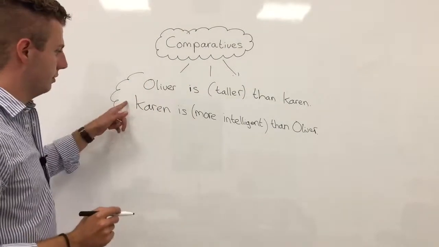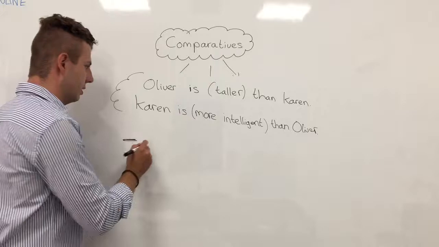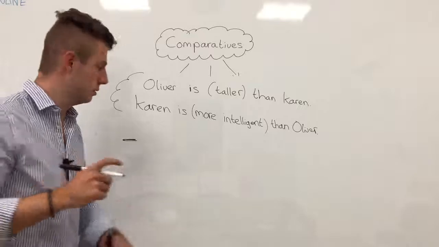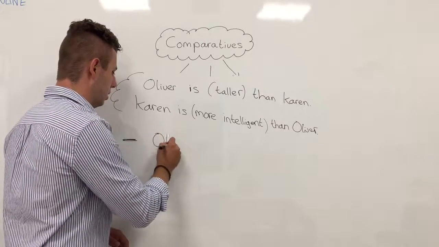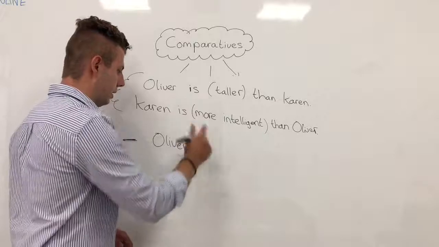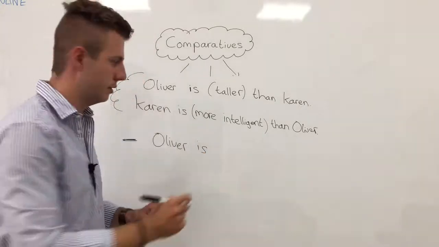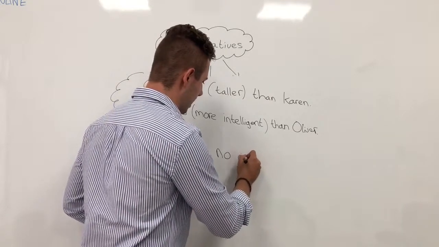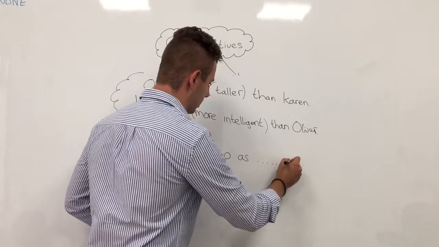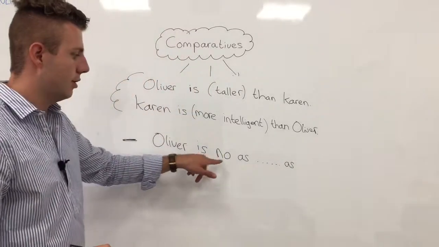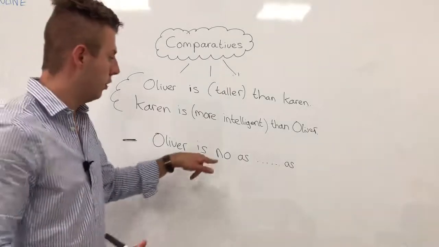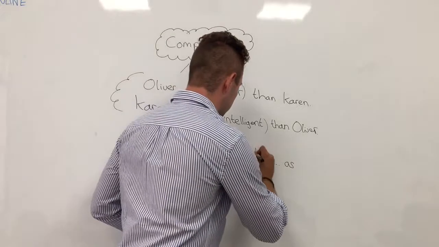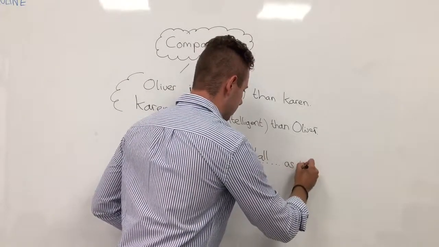That is the positive. And now we're going to go for the negative. In the negative, it's slightly different. It's easier, but it's a bit complicated as well. Oliver is, in the negative, we use not as. Okay? No tan como. Not as. Not as tall as Karen.